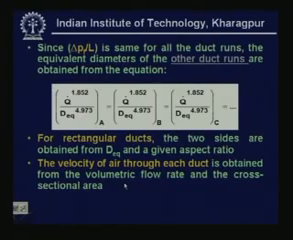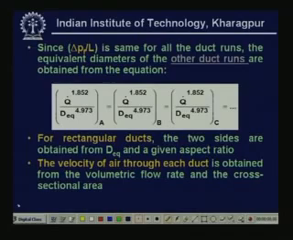Since delta Pf by L is the same for all the duct runs, the equivalent diameters of the other duct runs are obtained from the following equation: Q dot to the power of 1.852 divided by D equivalent to the power of 4.973 of A is equal to this of B, which is equal to this of C, etc. Okay. And we know this.